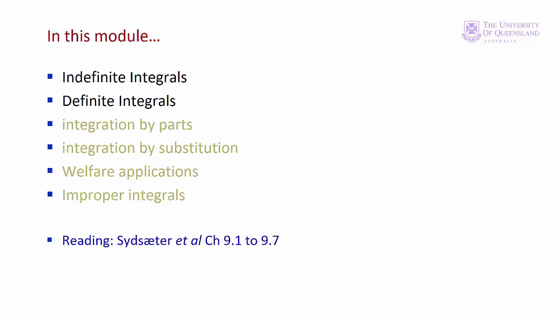We start with integration by parts in Module 2. We'll consider integration by substitution in Module 3. These two methods can look similar initially, so it's useful to tackle them separately. In Module 4, we'll consider some economic applications of integration, namely finding consumer surplus and producer surplus. We finish up in Module 5 by looking at some special cases known as improper integrals.